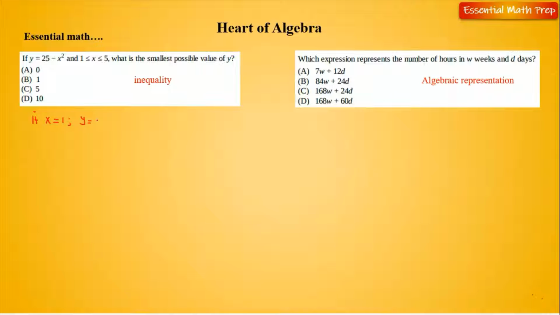y equals 25 minus 1 squared, which is 24. Clearly, that's not even an answer choice. So let's go to the other extreme. If x equals 5, then y equals 25 minus 5 squared, which is 0. That's an answer choice. So the correct answer is A.